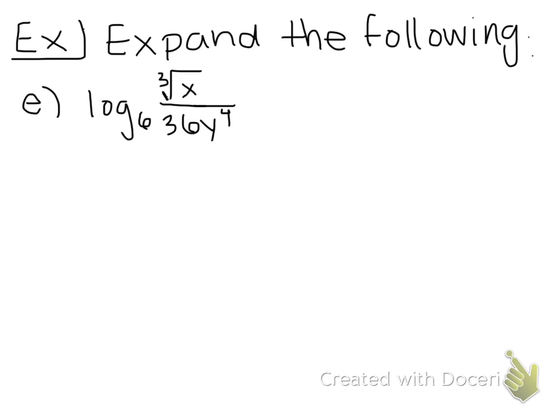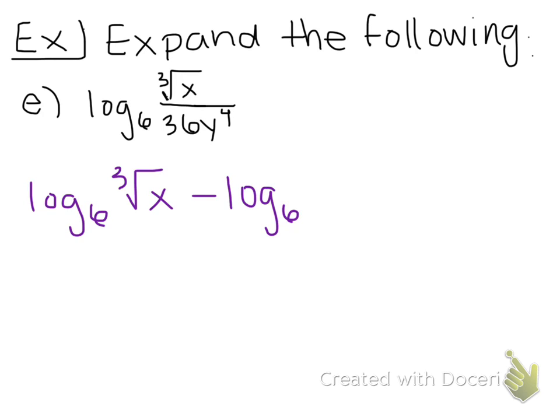Letter E is a triple whammy, so we have power, we have product, and we have quotient. Again, not too bad. So let's start with the fact that I have quotient and I have product. So I have log base 6 of the cube root of x minus log base 6 of 36, and then this will be split up with a plus sign of y to the 4th. There's a 6 there. The reason you have to put this quantity in parentheses is both of these are underneath that division bar, so they both are technically in the denominator.